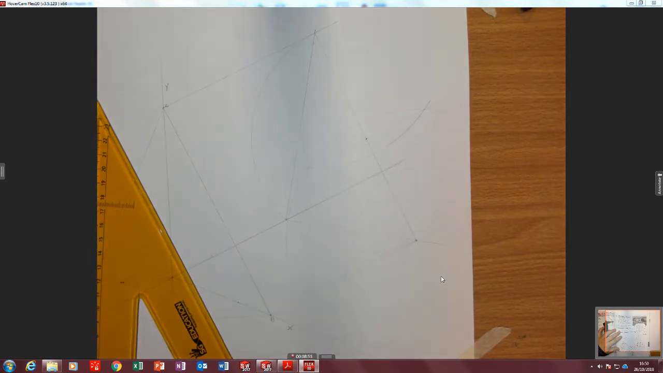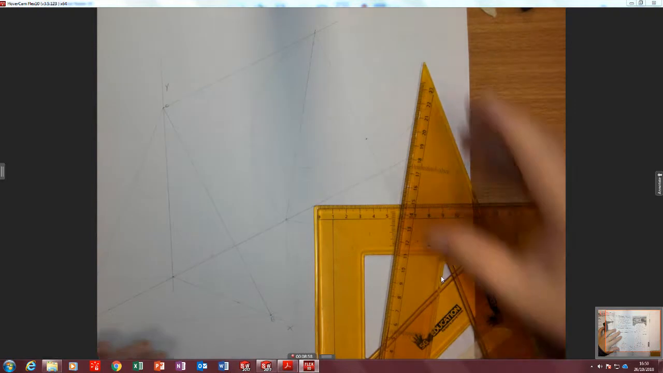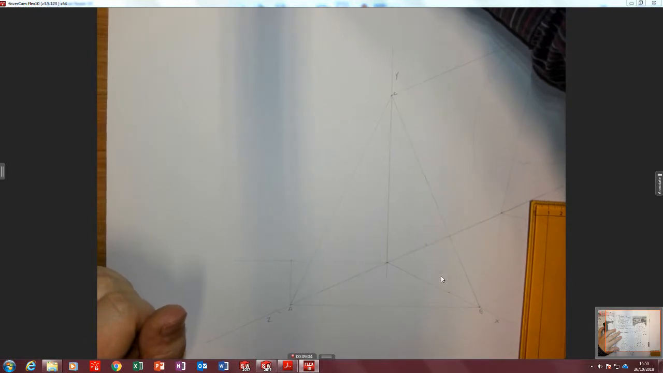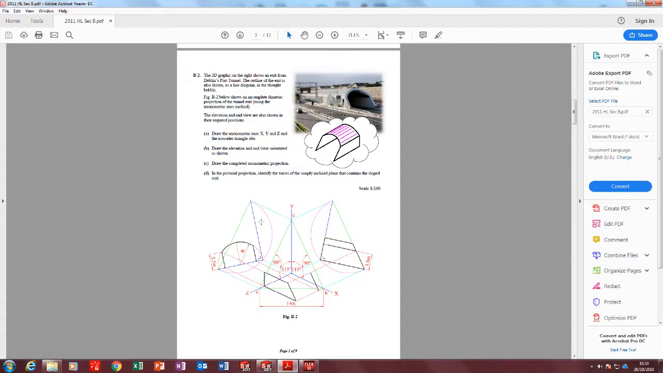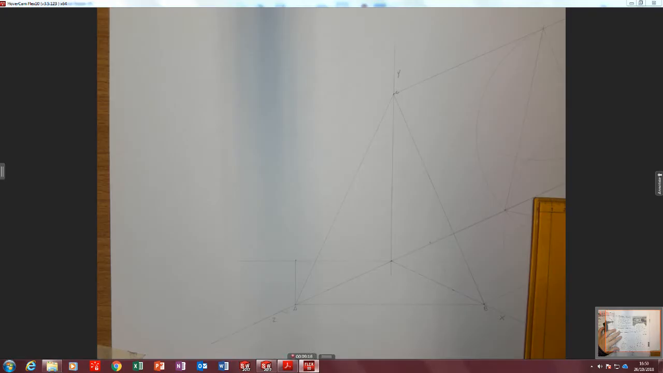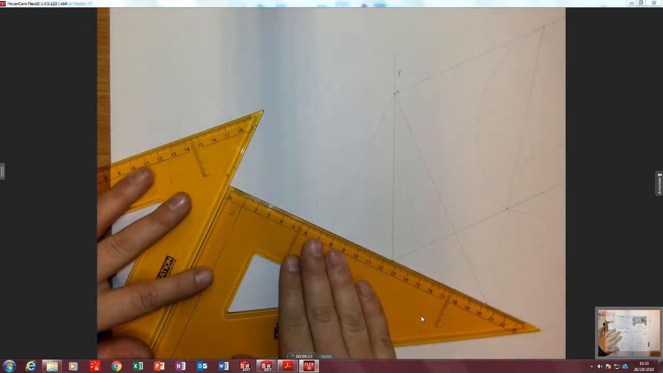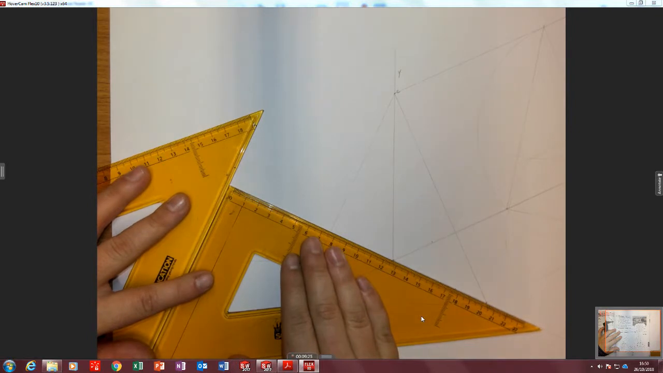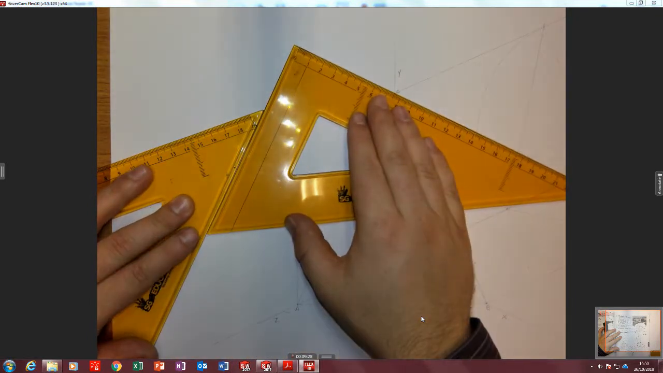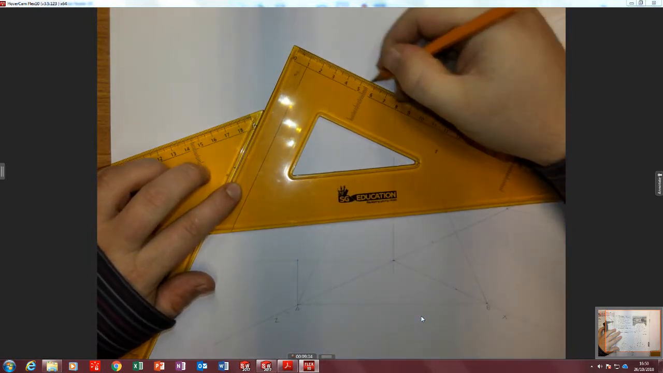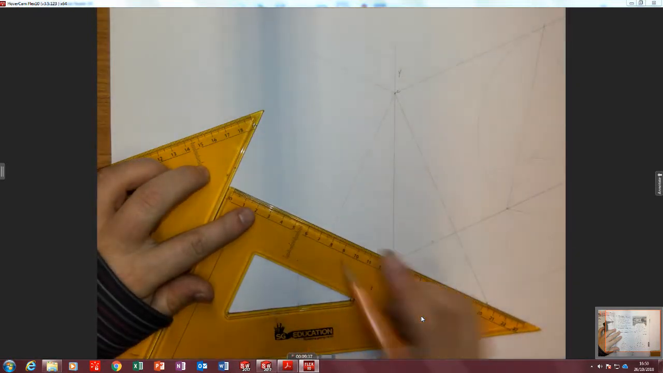Bearing in mind we're dealing with part B of the question now, I'm going to go to the other side and apply the same concept. The green line here that you're going to see is parallel to AC, and the two green lines, this one and this one, are parallel to the x-axis. So I'm going to line up my set square with the x-axis and draw a line from point C. I want to extend on my x-axis.